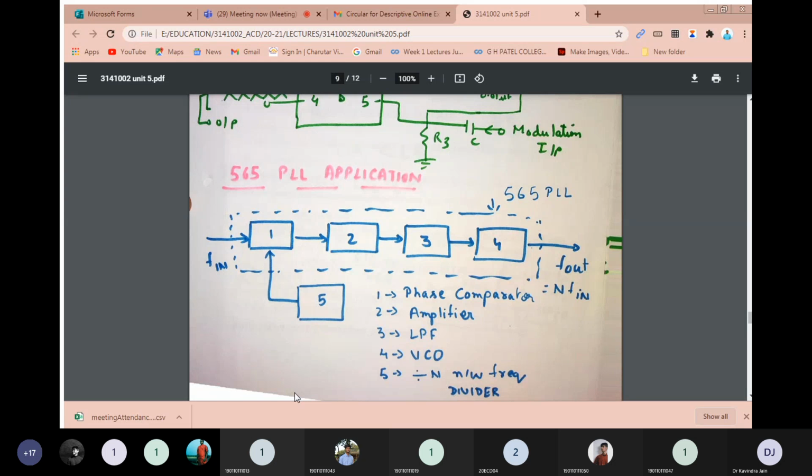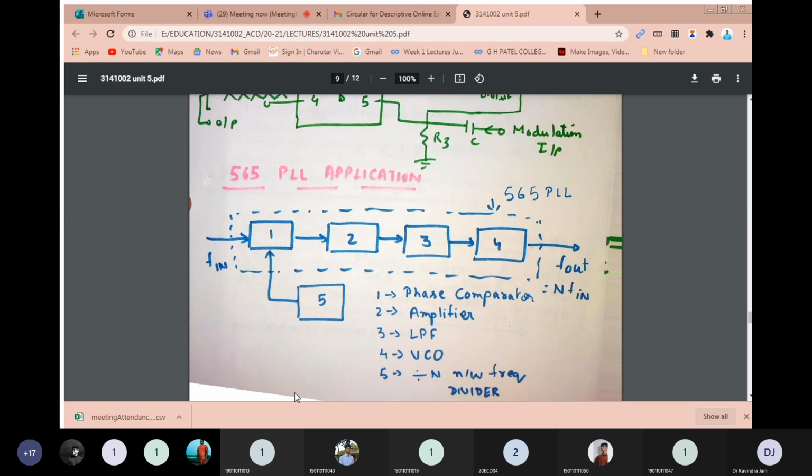We have talked about the phase comparator block as block number 1. Block number 2 is an amplifier block. Block number 3 is an LPF block. Block number 4 is the VCO block. And block number 5 is the divide by N network, the frequency divider block. We are having F in as our input and F out, which is nothing but N times F in.